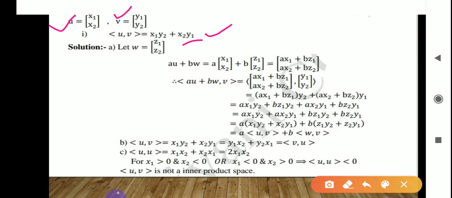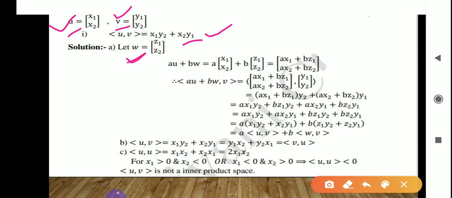Okay, now we have to check three properties here. First one is the linearity property, second one is symmetry, and third one is the positive definite property. If these three properties are satisfied, then we can say that the inner product of u, v is an inner product space. Okay, so first we have to assume here w is equal to (z1, z2), meaning we take u equal to this, v equal to this, and w equal to this.